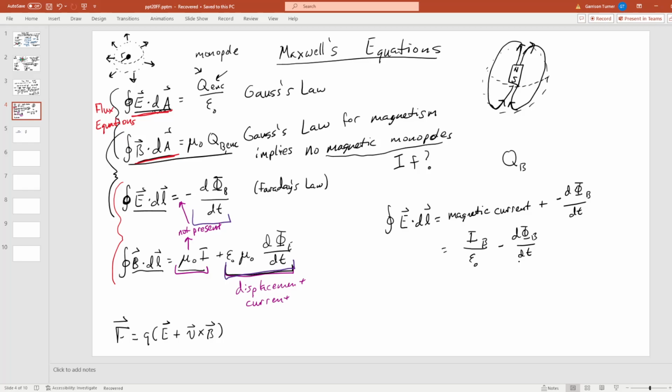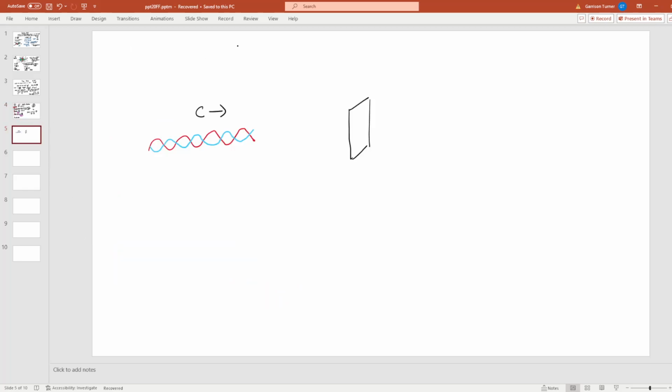So, that is just a little bit about Maxwell's equations and their symmetry. And we want to turn our attention now to the issue of momentum and radiation pressure.